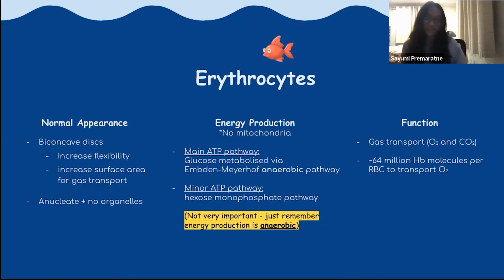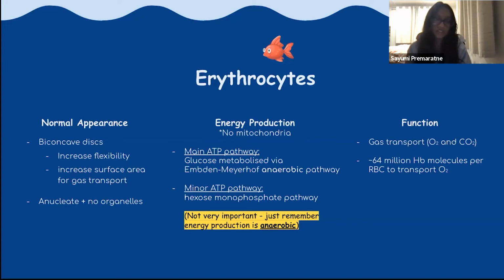Okay, so erythrocytes or red blood cells. Three big things about it you need to know are its appearance, its energy production, and its function. In terms of its normal appearance, it's a biconcave disc, and that's really important for flexibility, so it should be able to go through small spaces, small capillaries, and also to increase its surface area so that it can carry as much oxygen around the body as it can.